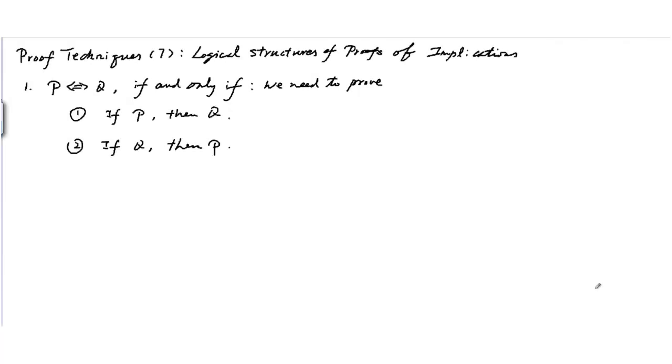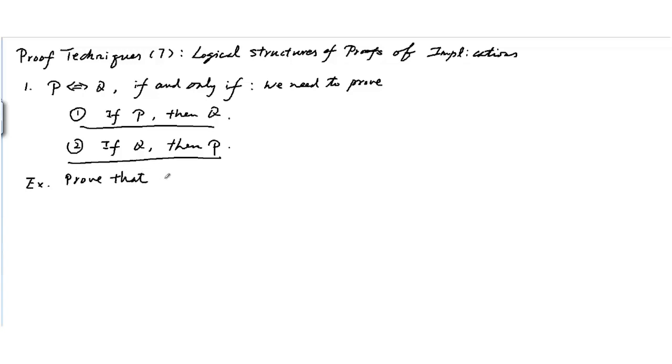Proof Techniques 7. Logical structures of proofs of implications. When we have an if and only if statement, the statement has double implications: 1. If P, then Q. 2. If Q, then P. So when we have an if and only if statement to prove, we need to prove these two statements. So here is an example.